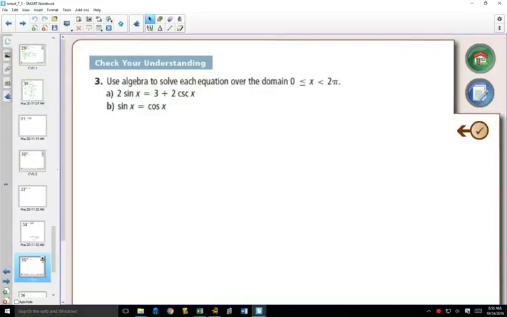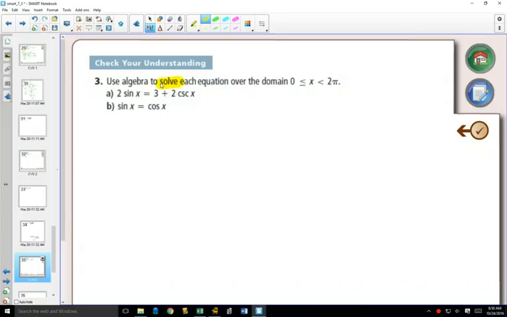Now we have been proving, and this question has the word solve. So don't try to prove this. You will not be able to. 2 sine x is not equal to 3 plus 2 cosecant x for all values of x. But what a solve question is looking for is what specific values of x does it work?